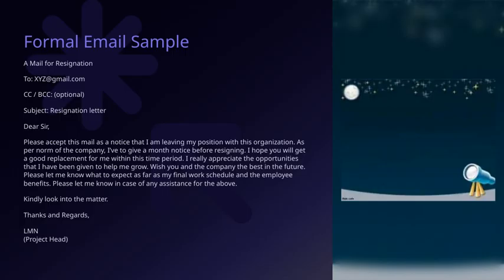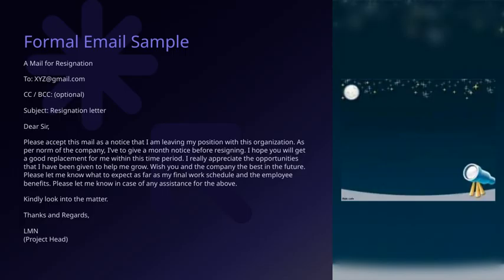The email then extends well wishes to the company and the team for the future, which maintains a respectful and positive tone. Next, the sender requests clarification on final work schedules and employee benefits, which are critical details during resignation. They also offer assistance if needed, demonstrating willingness to facilitate a smooth handover. Finally, the email ends politely with a request to look into the matter, followed by thanks and regards, and the sender's name and position, in this case, LMN, the project head.